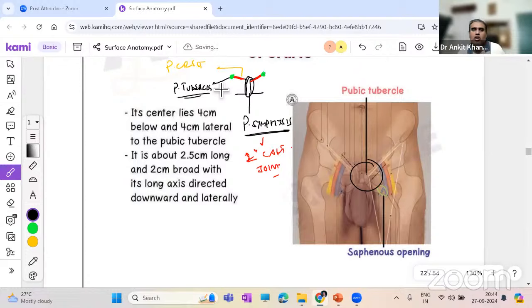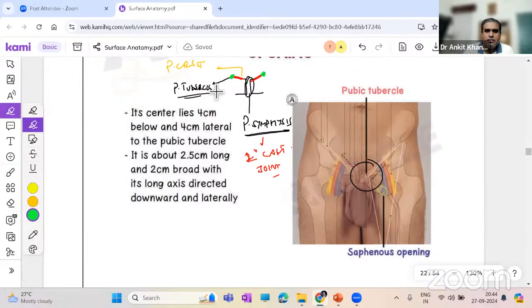So there are 2-3 terminologies over here. Don't mix them up. One is pubic symphysis at the midline, that is a secondary cartilaginous joint. One is this pubic crest, one is the pubic tubercle. So where was the saphenous opening? It lies 4 centimeter below and 4 centimeter lateral to the pubic tubercle. So it can be palpated, guys. Do palpate it on your own. Palpate the pubic symphysis. Try to palpate the pubic tubercle.